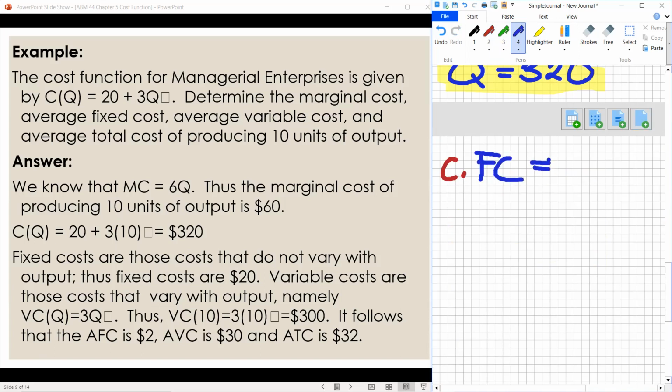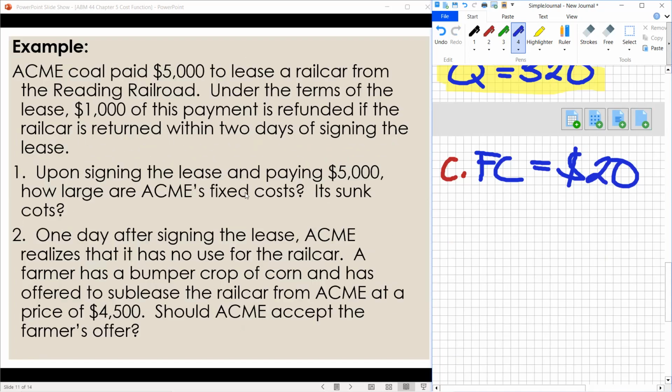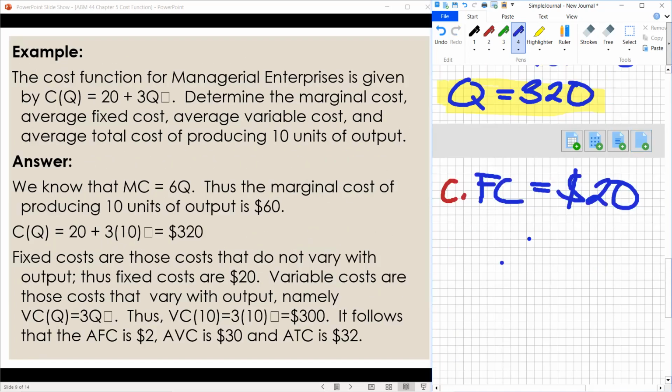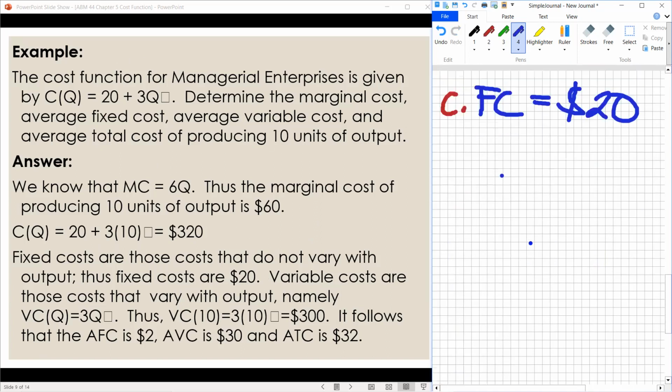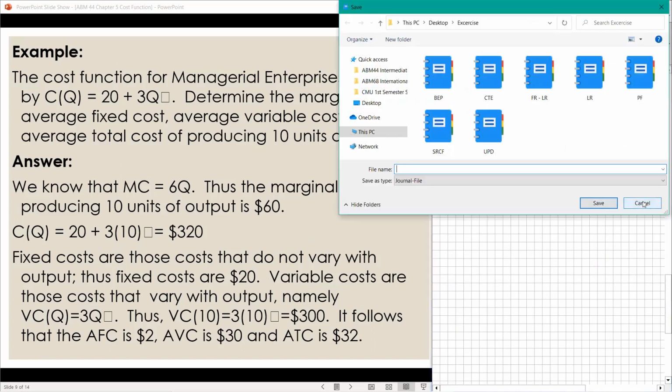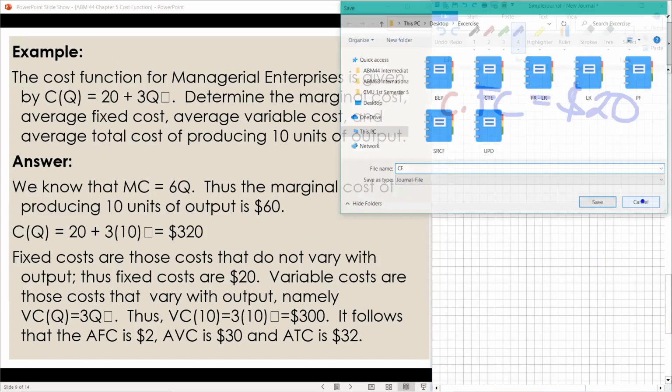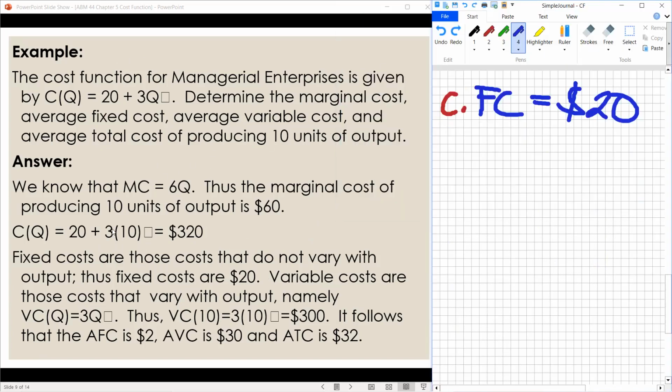Okay, FC. So FC is actually $20 because it doesn't have any independent variables with it. So automatic ang assumption, fixed cost is at 20. As you can see here, while variable costs are those costs that vary with output, it varies with output. We have VC of quantity is equal to 3Q.